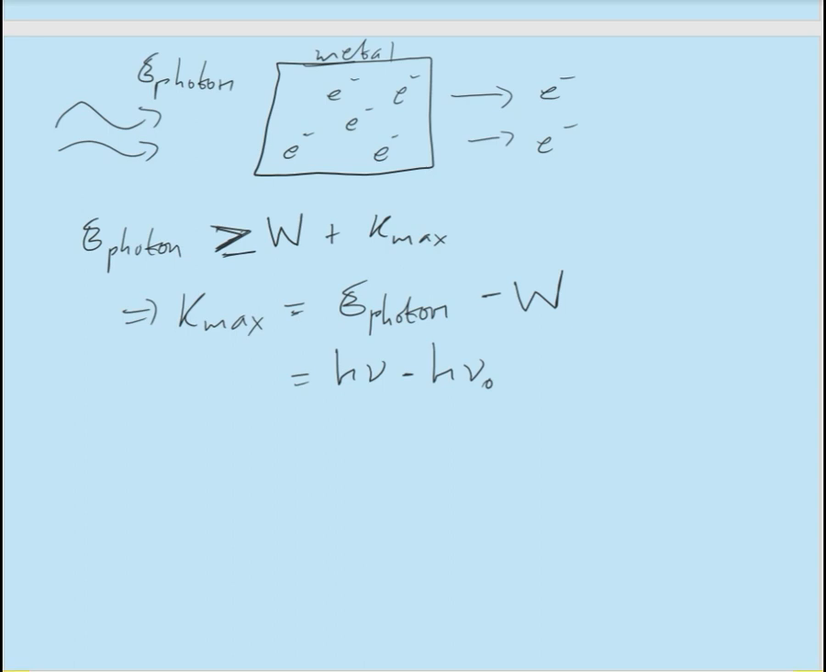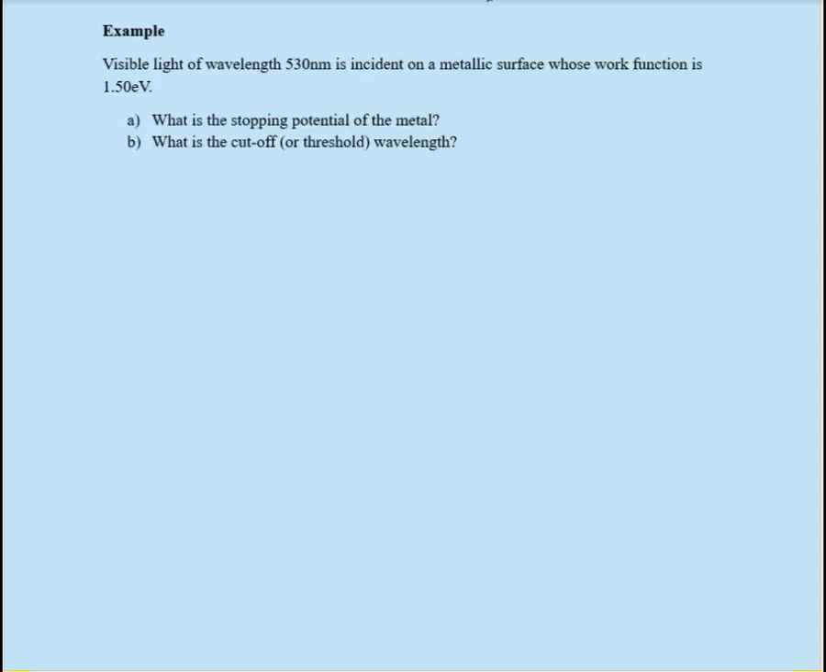And if you are given these numbers or this information, you can do some calculations. So I think we should do an example. That's a very straightforward example. Visible light of wavelength 530 nanometers is incident on a metallic surface whose work function is 1.50 electron volts. So that's quite tiny. I suppose we could draw a picture.